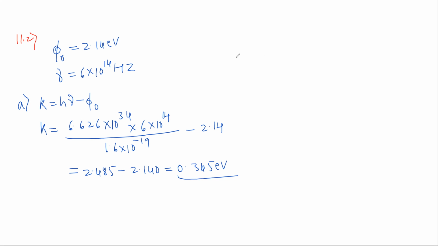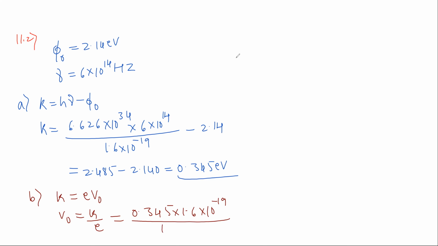Now next, what should we calculate in B? We have to find the stopping potential V0. So that is given by the formula K is equal to E into V0. To calculate V0, it becomes K divided by E. So that is 0.345 into 1.6 into 10 to the power of minus 19 divided by 1.6 into 10 to the power of minus 19. Simplifying, we got 0.345 volt. So this is B, the stopping potential of the material is 0.345 volt.